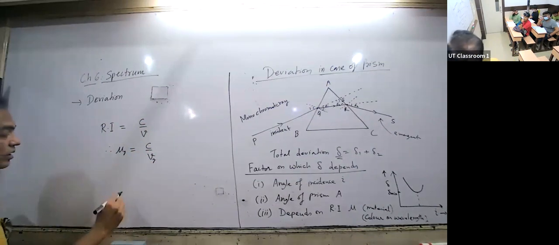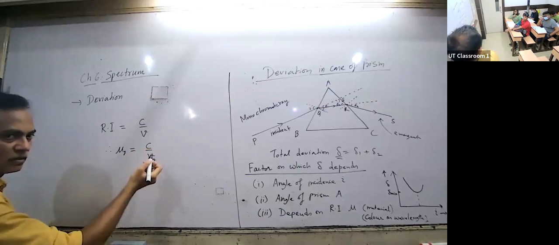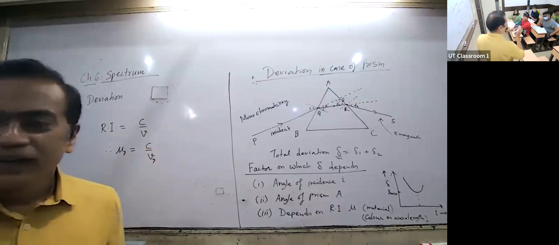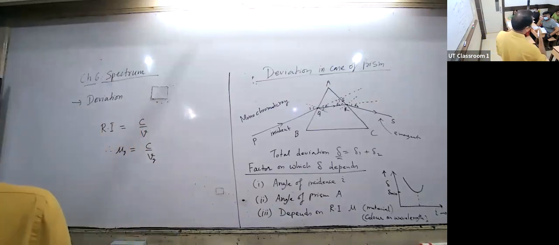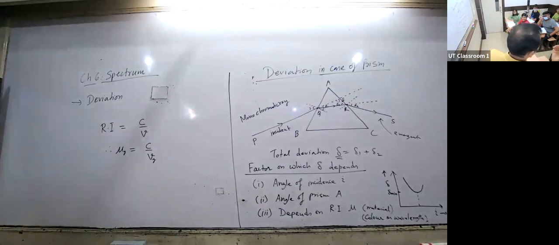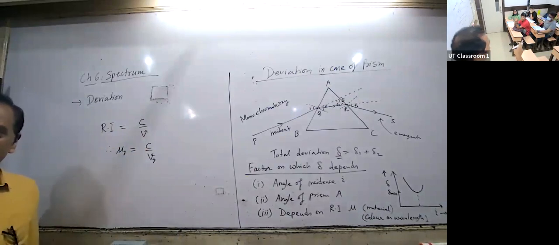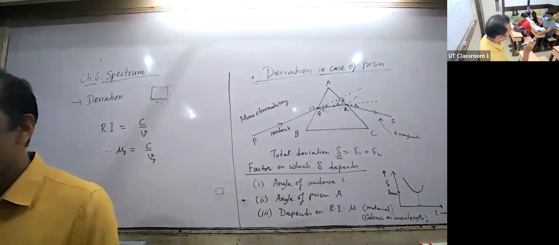Now, what is C? C is constant, the speed of light in air medium, 3 into 10 raised to 8. Don't be in a hurry to answer. Just wait. Let the concepts go inside. When I'm asking, don't answer everything. I will give you a chance. I'll turn like this and ask, then you answer.